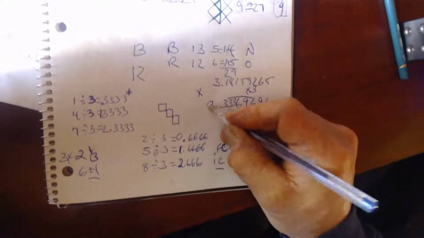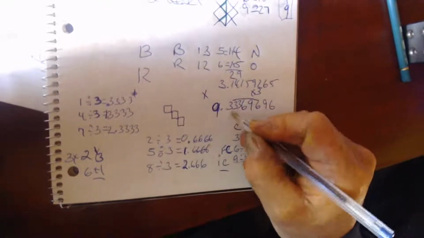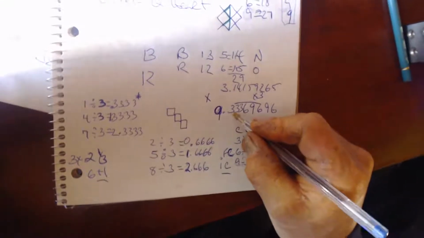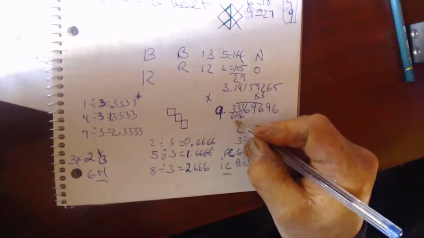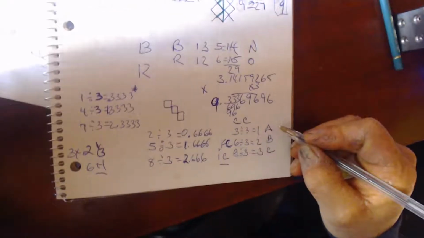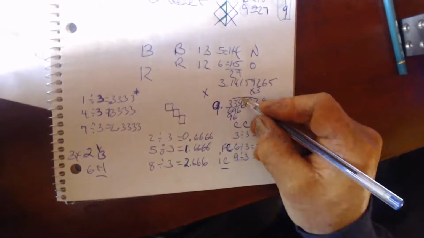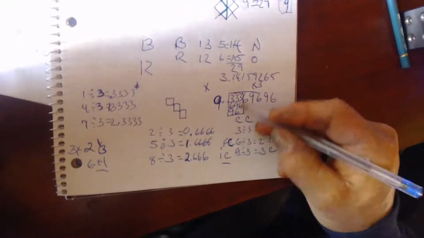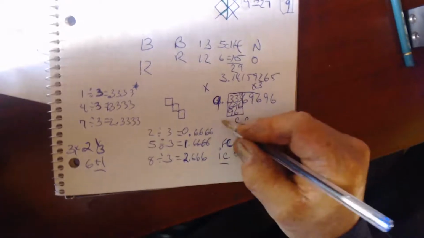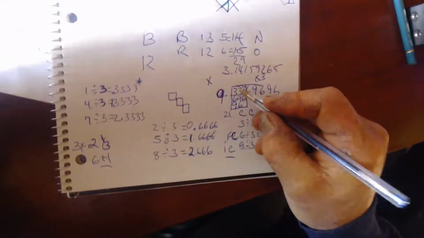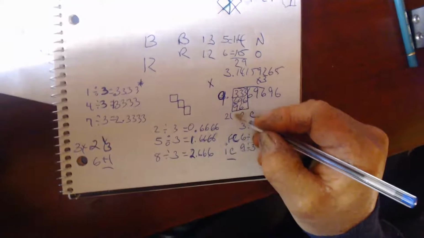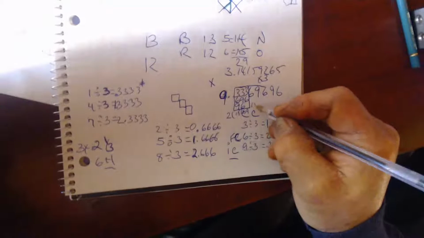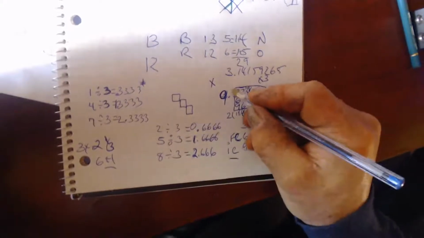It's 9.33369696, or you can write it 69696, and just use this over here. 3 and 9 and 9, 21. 18, 18, 9, 15, 21, 9.